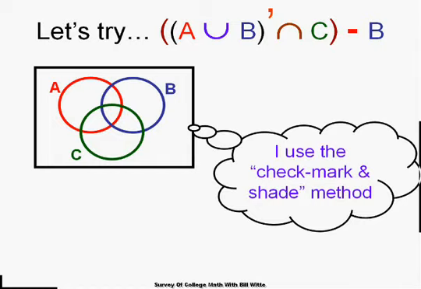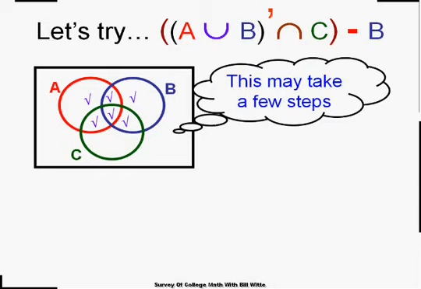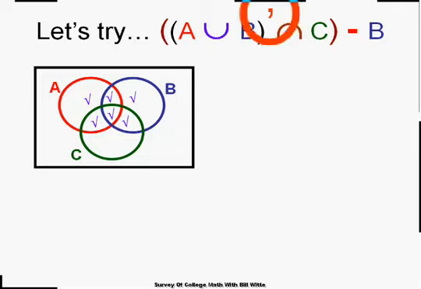Certainly I'm going to do what's in parentheses first. A union with B. So let me check all the sections as if it's a paint by number for A union with B. That part, that part, that part, that part. I would have shaded all those parts for A union with B. Now let me work my way to the outside. All I've done now is A union with B.